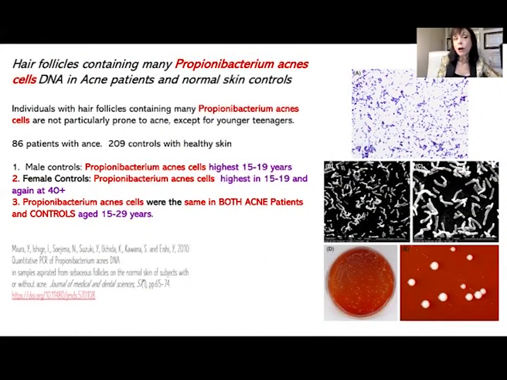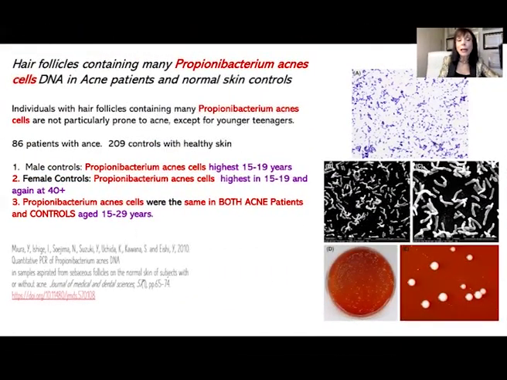So basically, this study found that hair follicles contain many Propionibacterium acnes cells, DNA, in acne patients, as well as normal skin controls. So basically, this study is claiming that many Propionibacterium acnes cells are not particularly prone to acne, except for younger teenagers. And they found that the male controls with Propionibacterium acnes cells were highest at 15 to 19 years, whereas for female controls with Propionibacterium acnes cells, the highest was both in 15 to 19 and again in 40 plus.